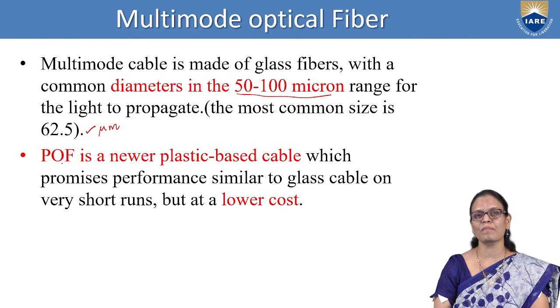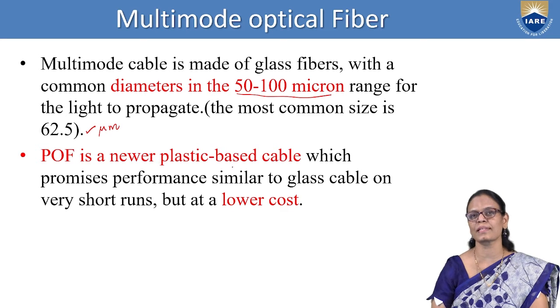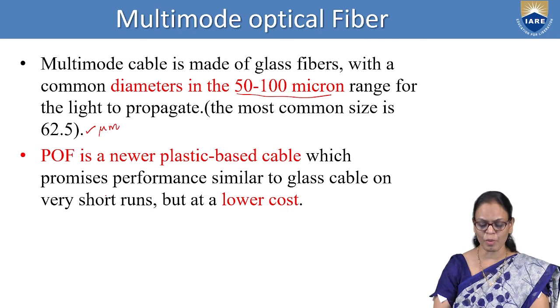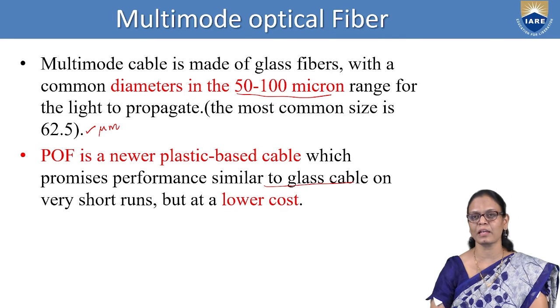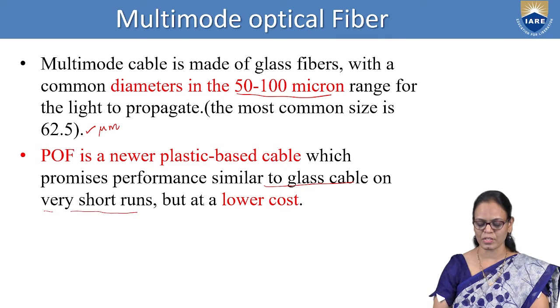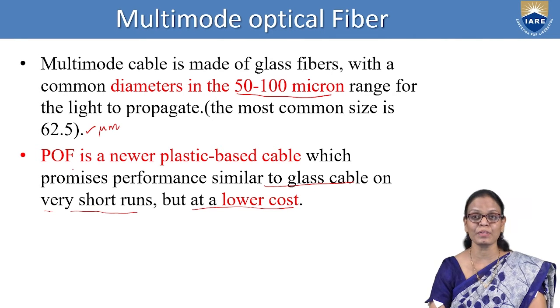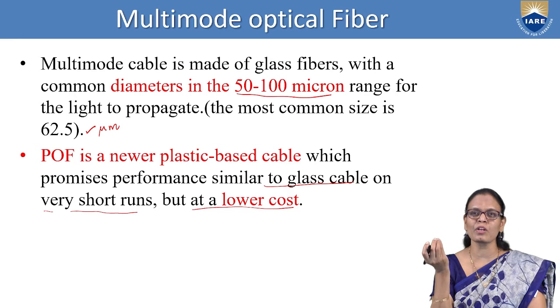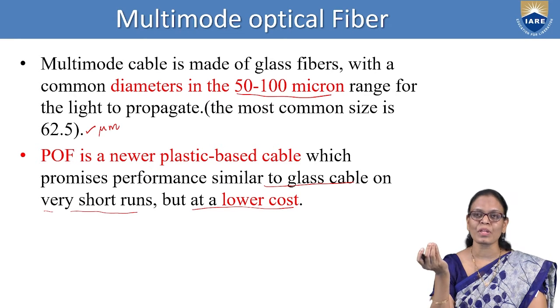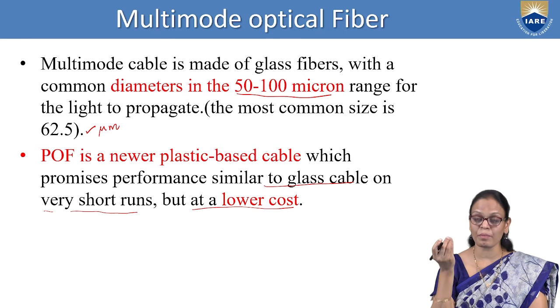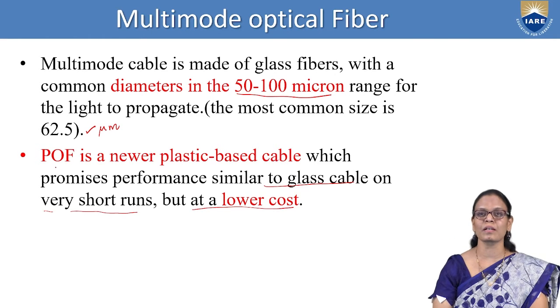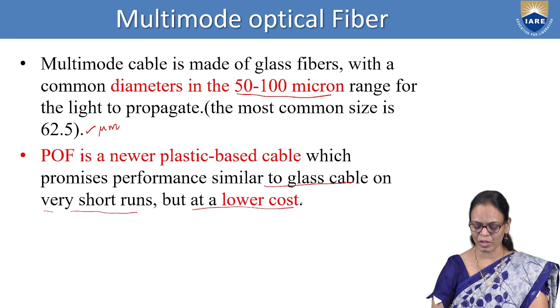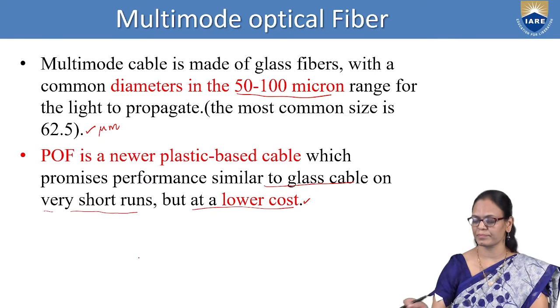Then POF, that is power over fiber, is a new plastic based cable which promises performance similar to a glass cable for very short runs but at a lower cost. POF cables can also be used for carrying very low power electric signals. And if you are making a fiber with a glass core covered by plastic cladding, then the cost may be high. But whenever we are using a plastic based cable, the cost becomes less.